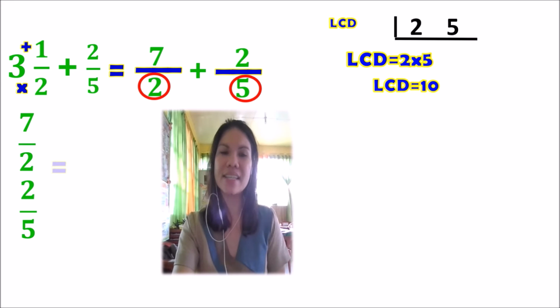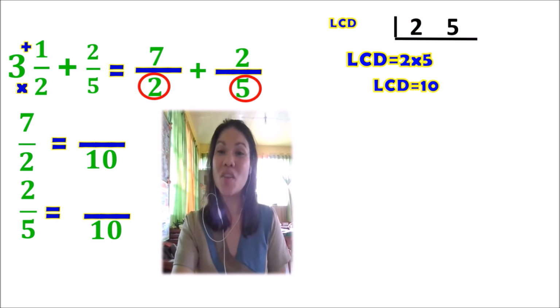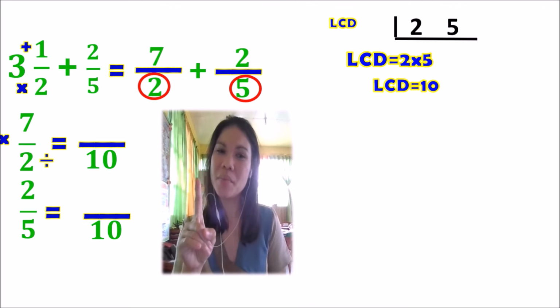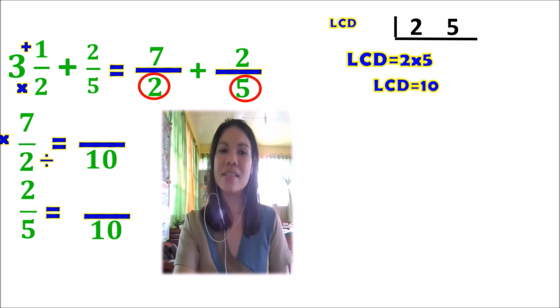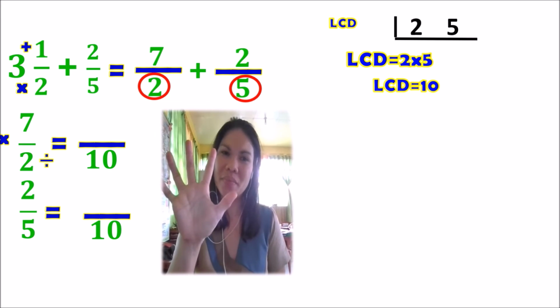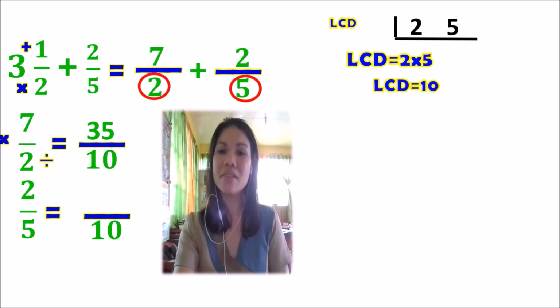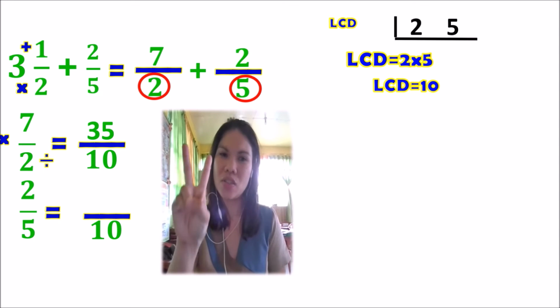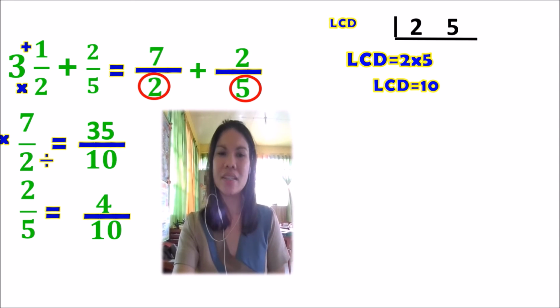So after getting the LCD, we will now have our denominators, which are number 10. And then we will now proceed to get our numerators. So to do that, we will do division and multiplication. Always remember, divide, times, and answer. Let's answer this. 10 divided by 2 is 5, times 7 is equal to 35. For the other one, 10 divided by 5 is 2, and 2 times 2 is 4.